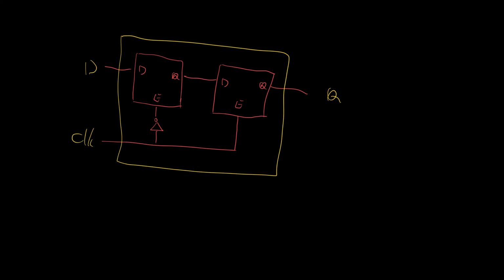A flip-flop is made from two D-latches. The first one is called the master D-latch, and the second one is called the slave D-latch. And remember, a D-latch works when the enable pin is 0, the output stays the same. When the enable pin is a 1, the output is a copy of the input D.